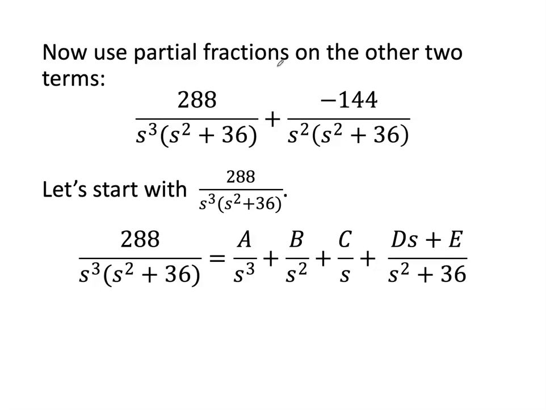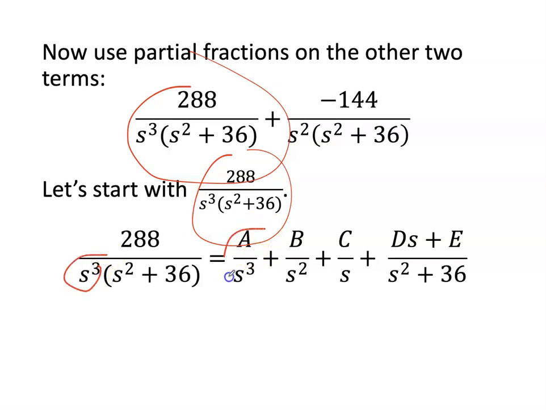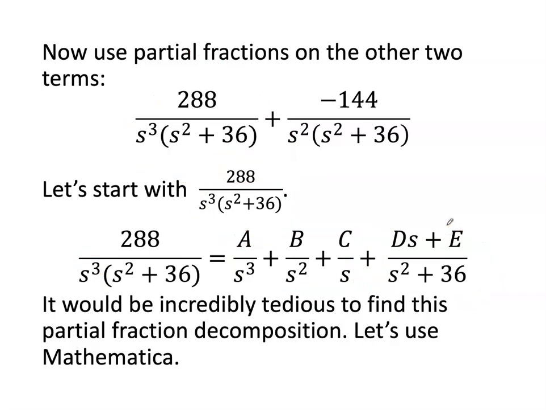Now let's use partial fractions on the other two terms. So let's take 288 over s cubed times s squared plus 36. Let's start with this term. Since it's an s cubed, we would express that as a over s cubed plus b over s squared plus c over s plus ds plus e over s squared plus 36. Holy cow, it would be incredibly tedious to find this partial fraction decomposition.